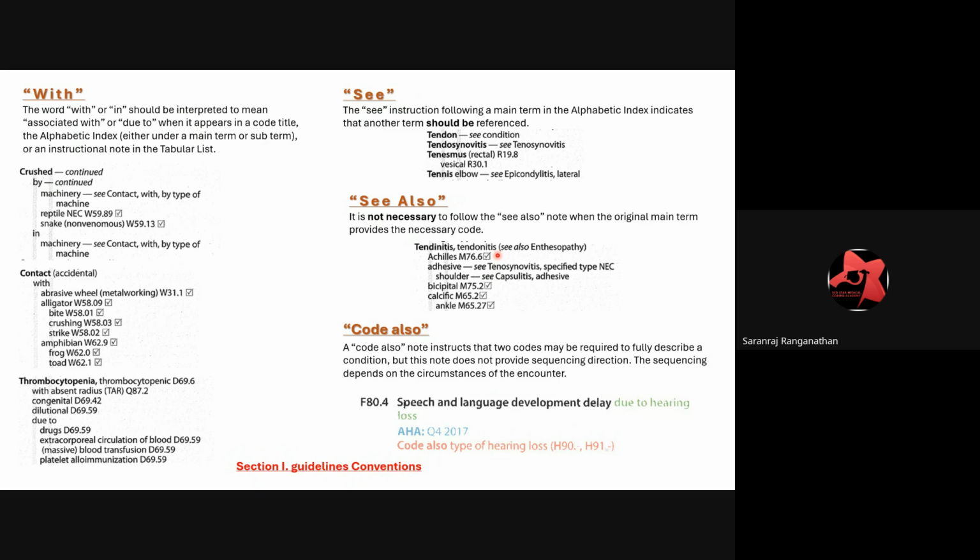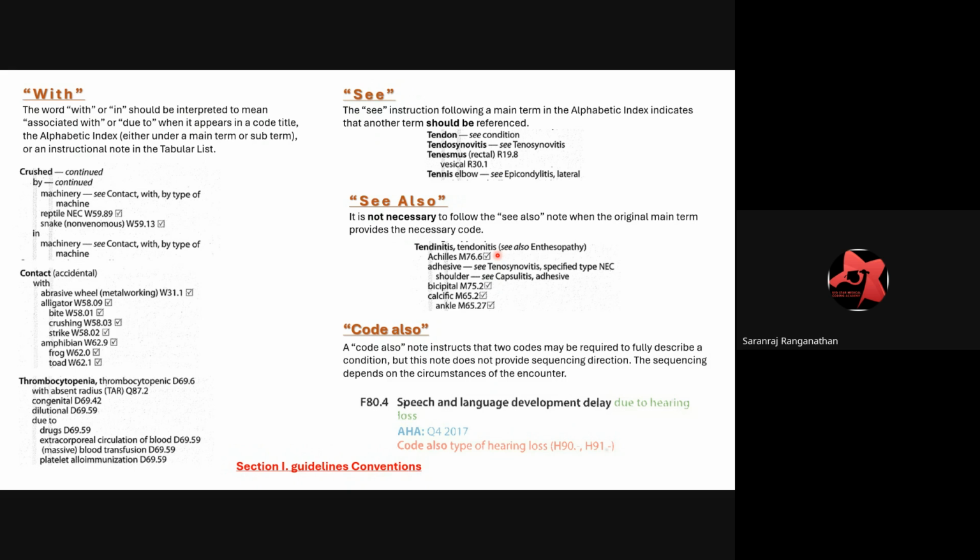When it comes to see also, if it is not listed here, I can go and look under one more main term. It is not that I necessarily have to look there. See also means the code I am getting, the same set of codes I will get under see also. Sometimes the anatomical structures won't be there, and there I have to go.